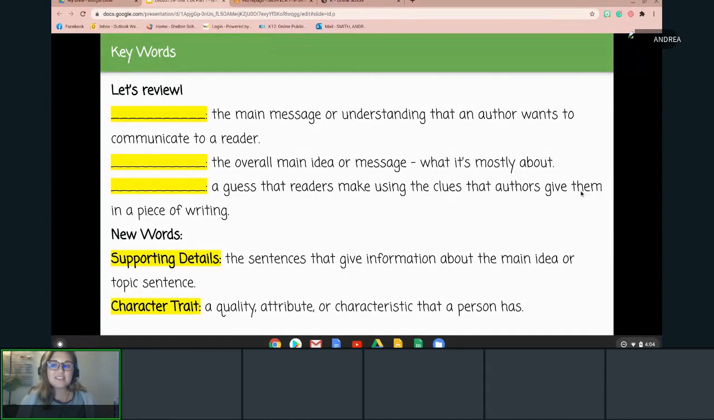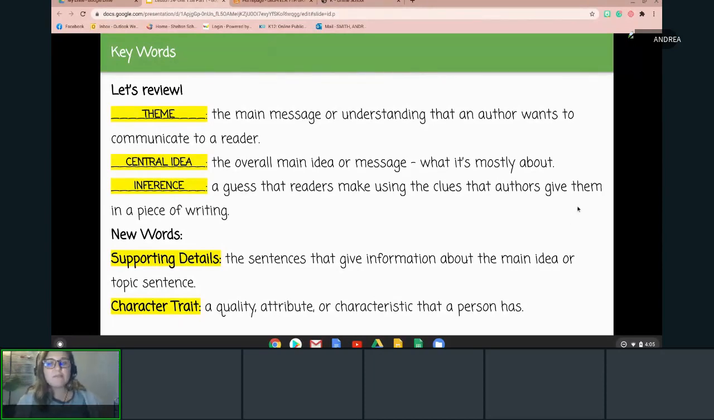So the main message or understanding that an author wants to communicate to a reader is the theme. The overall main idea or message, what it's mostly about, is the central idea. And a guess that readers make using the clues the authors give them in a piece of writing is inference. So double check your answers right now. Were you correct, and were you able to define all three of those terms? If you weren't able to, please rewrite the definitions. Sometimes just writing it down again will let it stick in your long-term memory.